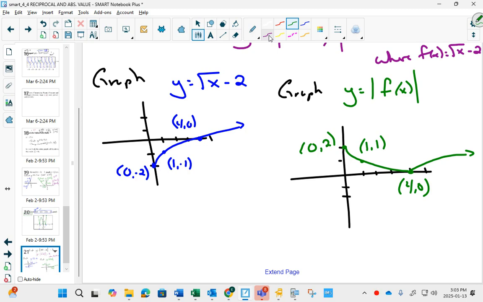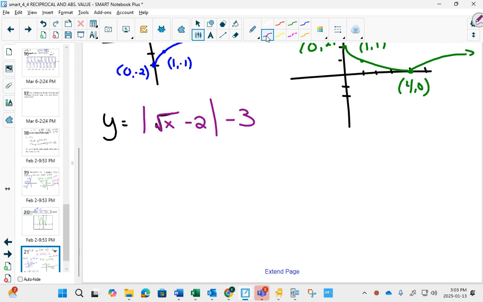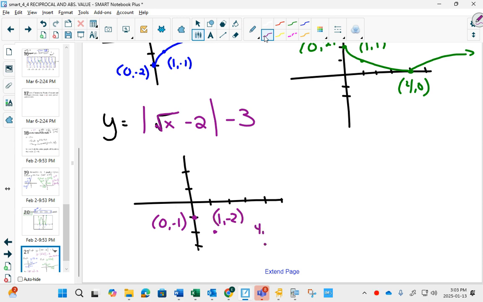And finally, in purple, I can now graph the absolute value of f of x, which is the absolute value of the square root of x minus 2, minus 3. And so, what's going to happen to 0, 2? It's shifted down 3. It's at 0, minus 1. 1, negative 2. 4, negative 3. Still has this shape in the end.